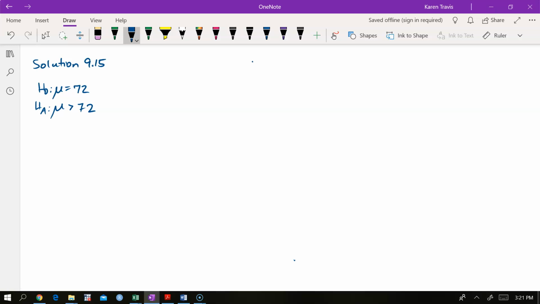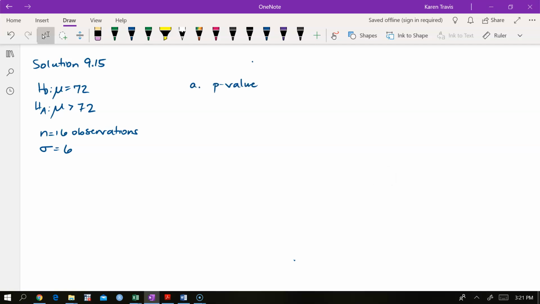So let's say we have a random sample of 16 observations, and we also have a population that's normally distributed with a standard deviation equal to 6. So if the population is normally distributed, we don't have to worry about the fact that we have a small sample below 30. So the first part is going to tell us that we're going to calculate the p-value.